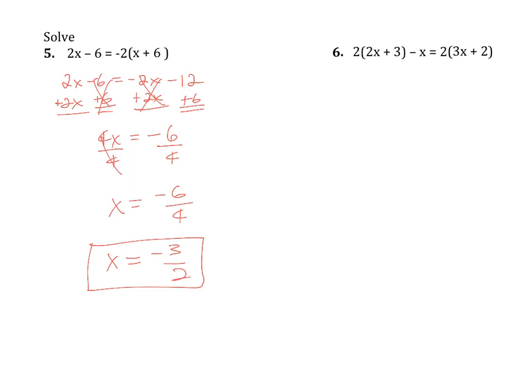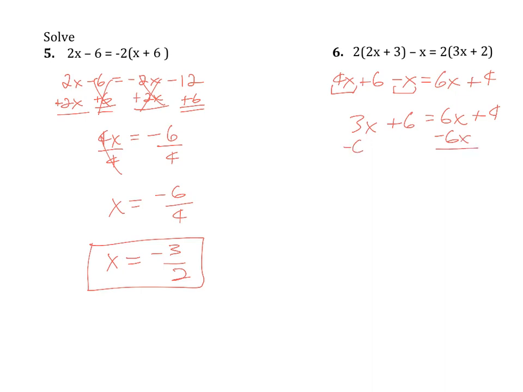This guy, same thing. We're going to simplify the left-hand side. So 2 times 2x is 4x. 2 times +3 is +6. And then don't forget the -x. Equals 2 times 3x is 6x. 2 times +2 is 4. Simplifying over here, we have +4x and -x is 3x plus 6 equals 6x plus 4.